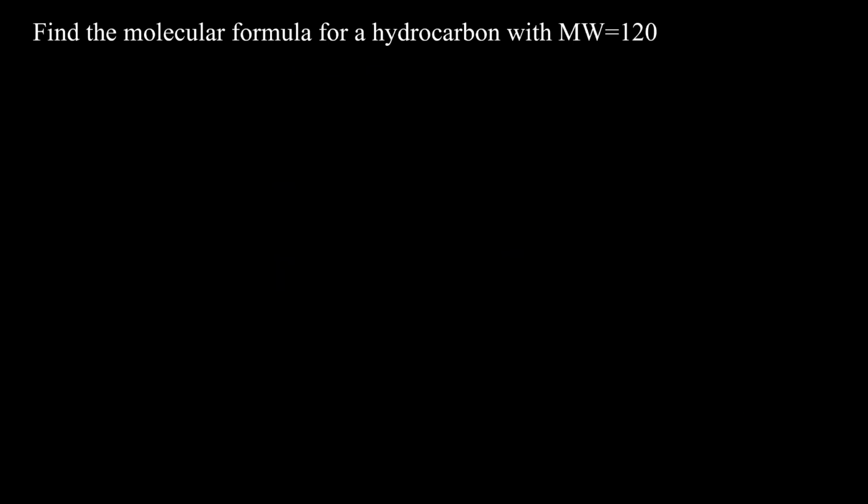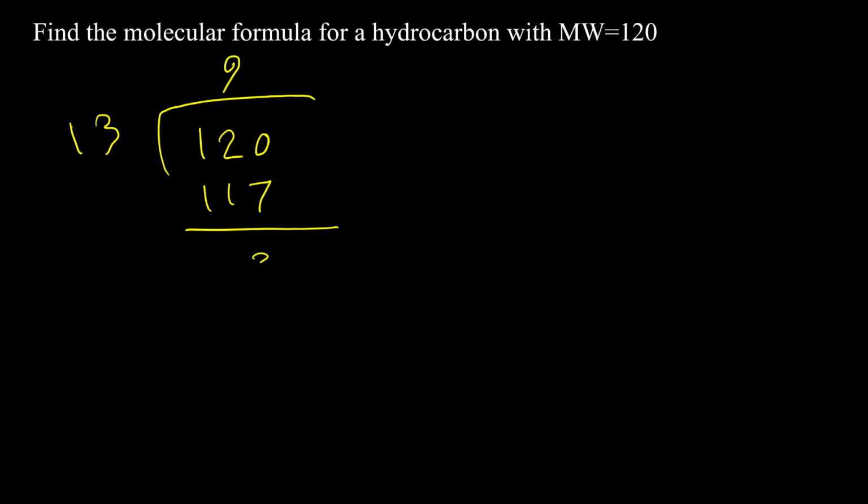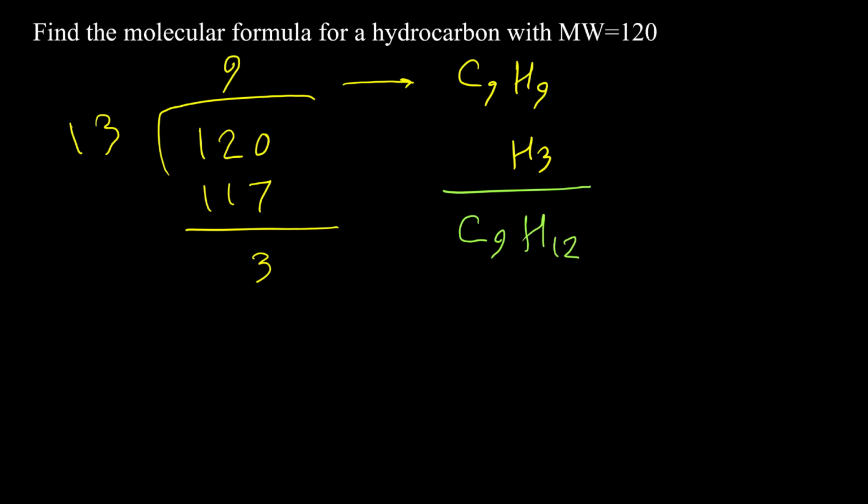Next example, 120 divided by 13. Quotient is 9. 9 times 13 is 117. Then the remainder is 3. So the formula, we can write C9H9 from quotient, and we can write H3 from remainder. Then the answer is C9H12. And here is a formula for this compound.